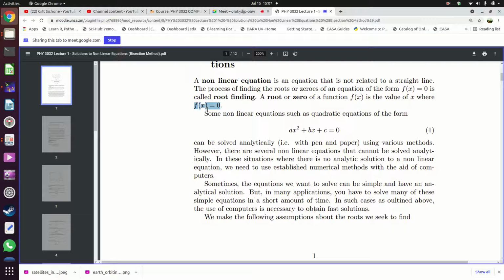Are we clear? Yes, sir. Yeah, you're trying to find the value of x which will make f of x approximately equal to 0. Once it becomes approximately equal to 0, then we are happy about that.